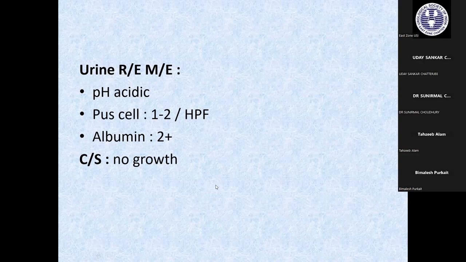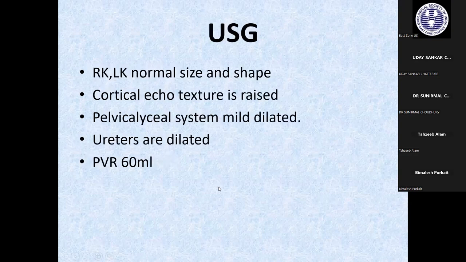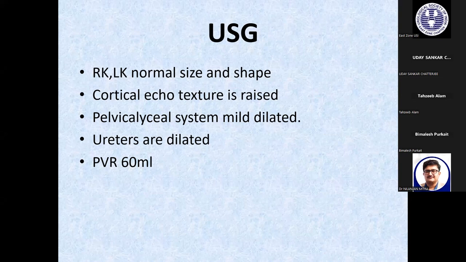Next. Next slide. Yeah, this is the USG finding. What investigation would you like to do looking at this USG finding? PCS is mildly dilated. Is this bilateral or unilateral? Bilateral. Ureters mildly dilated bilaterally. So I would like to do a voiding cystourethrogram in this patient. I will not do anything else.